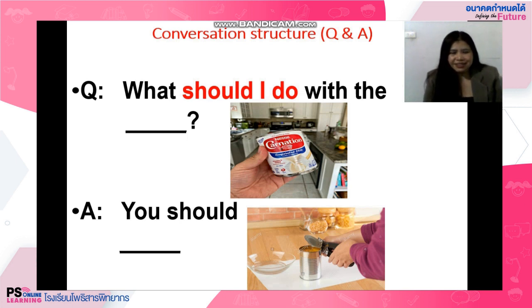Are you ready? Okay, so the question is: what should I do with the milk? Good, what should I do with the milk? Answer. What is the action here? Look at the action. What is the action? Okay, open. Very good.